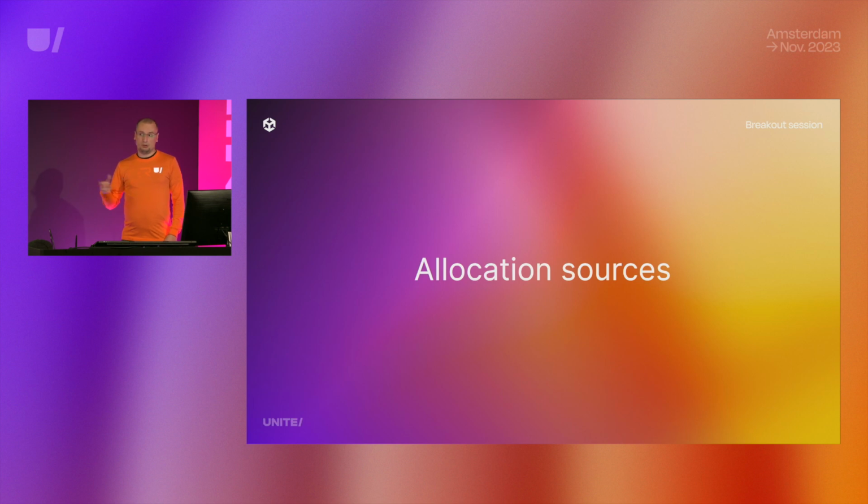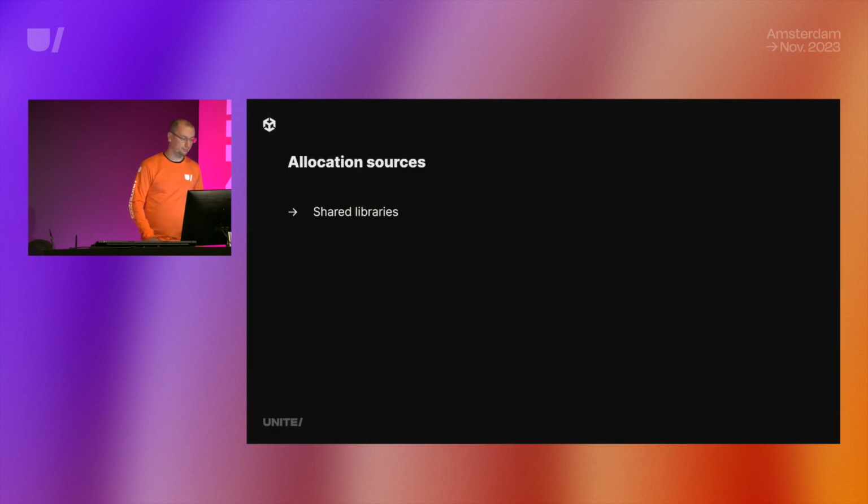And most importantly, when we talk about allocated memory, obviously you don't want to just learn how much, because it gives the information, but it's not very actionable. You also want to know who allocated it, which allows you to act on it. And talking about allocation sources, the first one I want to talk about is shared libraries.